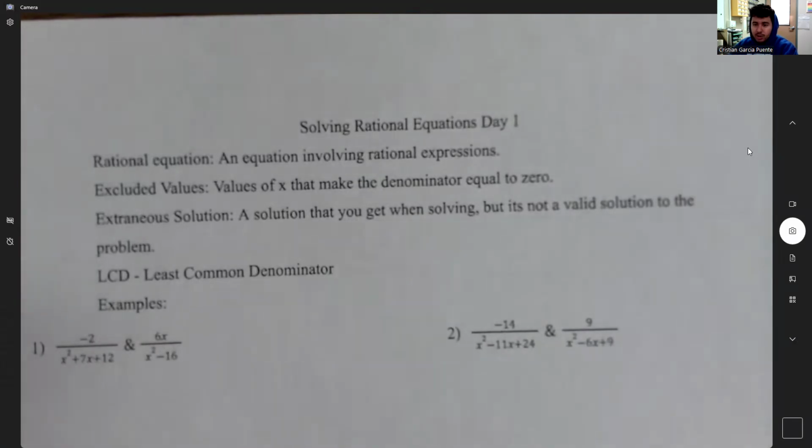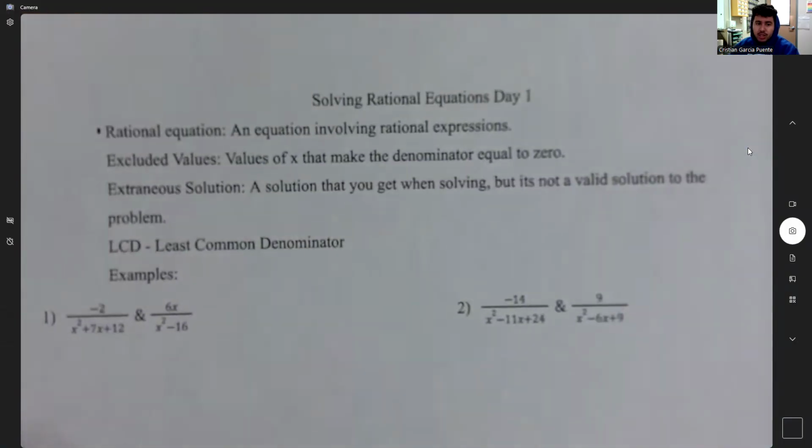So for the solving rational equations day one, we had a couple of definitions. The first definition was rational equation. All a rational equation is, it's just an equation involving rational expressions, or in other words, it's just an equation with fractions. So whenever you have a fraction, it's most likely going to be a rational equation.